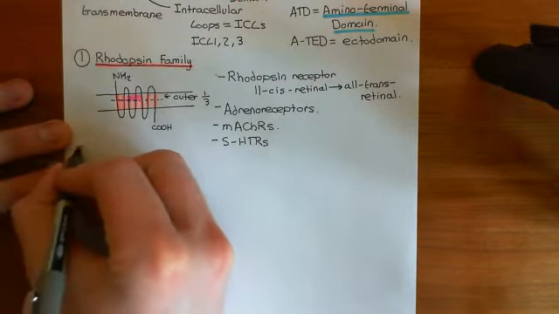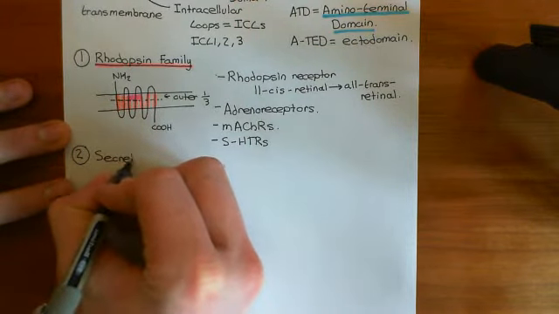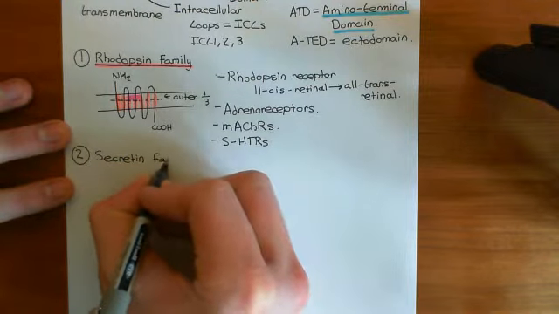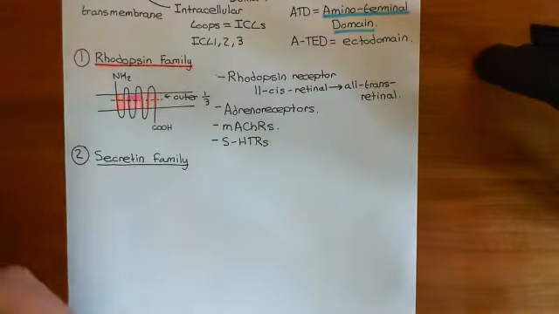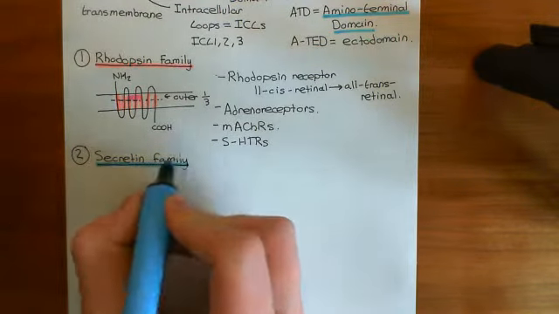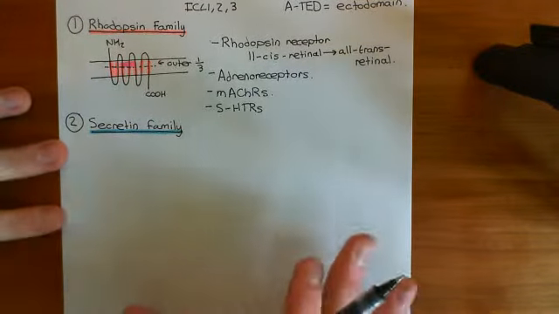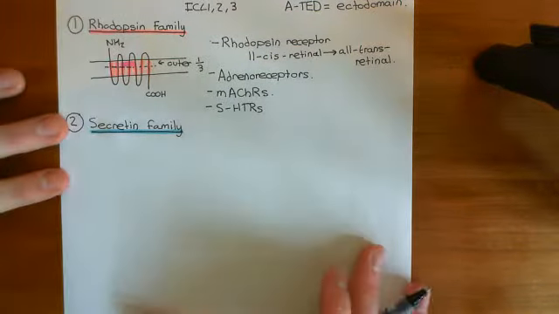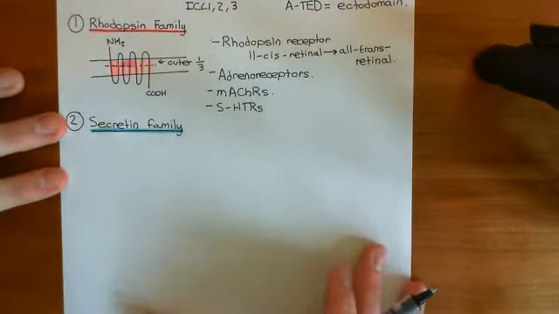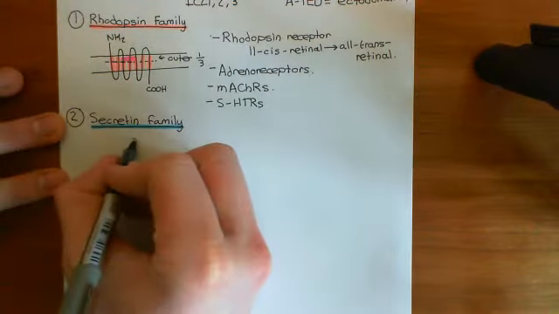Let's move on to family number 2. Family number 2 of G protein coupled receptors is what's known as the secretin family of G protein coupled receptors. Let's underline this in blue. This secretin family is much smaller than the rhodopsin family, but all of the other families of G protein coupled receptors are dwarfed by the rhodopsin family. So what special feature do you have to have in order to be a secretin family G protein coupled receptor?